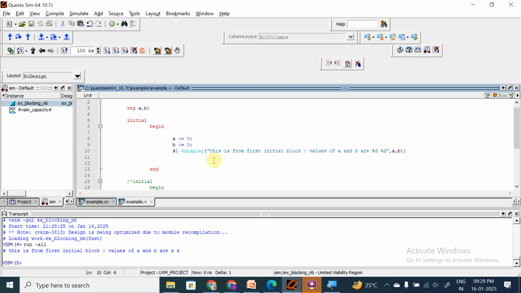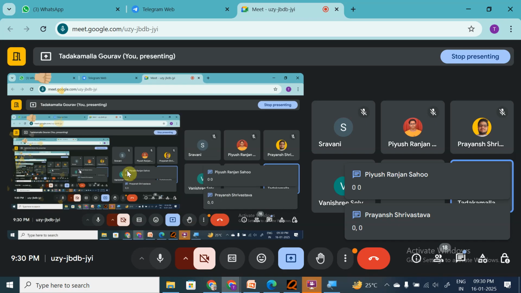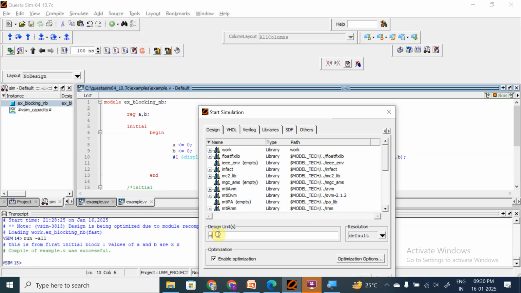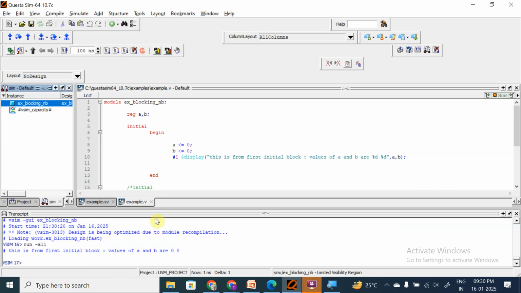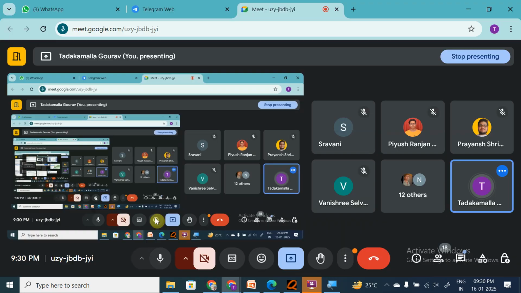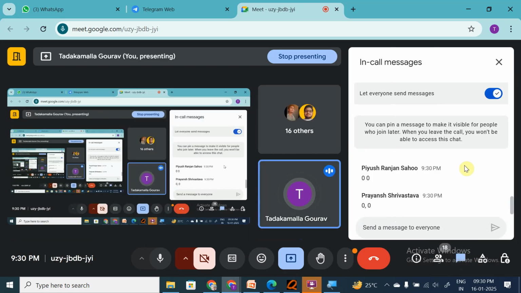Now, let's say if I use #1 $display, then what may be my values of A and B? Anyone, any answer? EX. What are my values? A and B are 0 and 0.